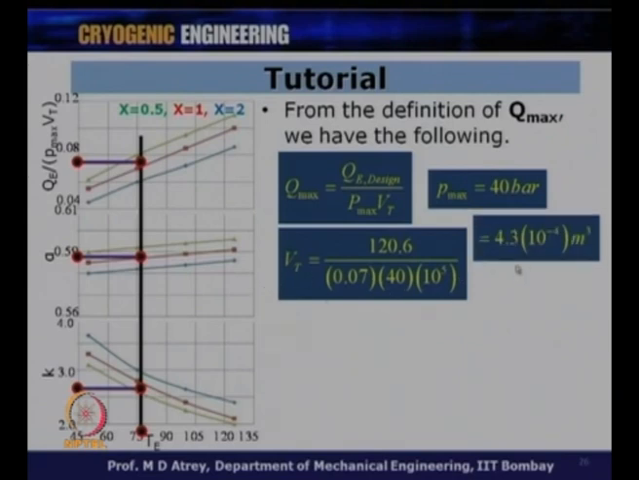From here I get Vt equal to 4.3 into 10 to the power minus 4 meter cube. That means I got a total swept volume, Vc plus Ve, compression space volume plus expansion space volume, as this particular quantity, which is nothing but 430 cc.